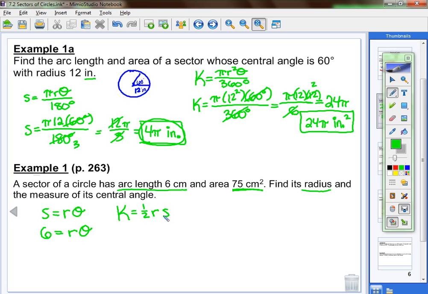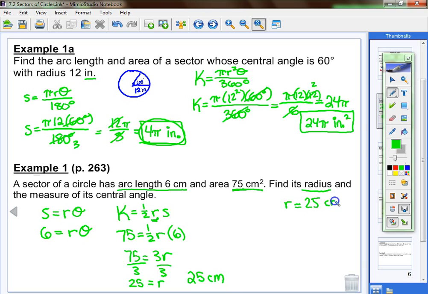So we can use this to find the radius, because we know the area is 75, we know that it's half times the radius, and we know the arc length is 6. So it's going to be 75 equals 3r, so that means that the radius will be 25. We're measuring in centimeters, so the radius is 25 centimeters. And we can take that and put it back in over here to our formula, that 6 equals 25 theta.